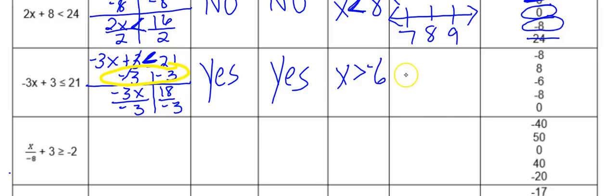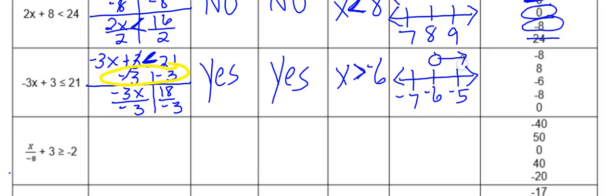So when I graph this, again, it's an open circle because it's greater than. I'm going to put negative 6 here, negative 5, negative 7. It's going to be an open circle, and this time it's greater than. So I'm looking for all values that are greater than negative 6.